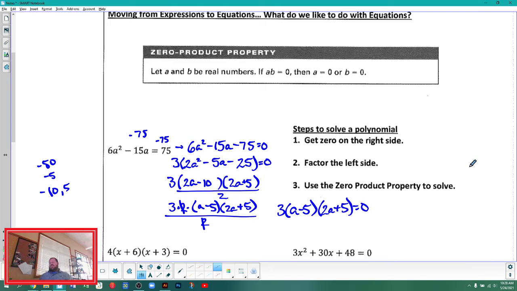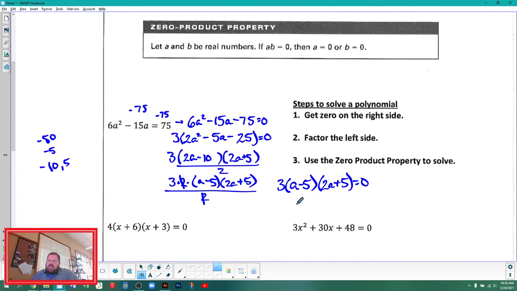Now, the zero product property is written for two numbers. It's really any combination of any number of numbers. If I have three numbers multiplied together and they equal 0, then at least one of those three had to be 0. Okay? And so here, using the zero product property on this one tells me that either 3 is equal to 0, a minus 5 is equal to 0, or 2a plus 5 is equal to 0.